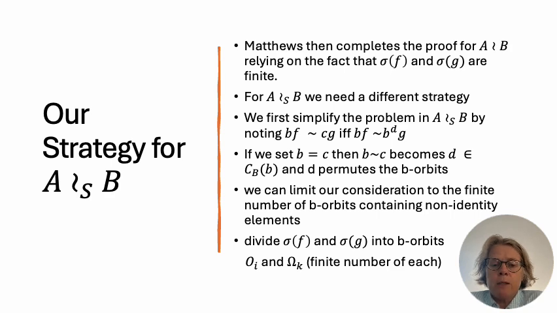The first thing I did was to simplify the problem by noting that if B and C are conjugate, then I can actually test whether BF is conjugate to BDG. So I can just set B equals C. Then I'm just looking at B orbits being permuted to other B orbits. I also can limit my consideration to the finite number of B orbits that contain non-identity elements because the support is finite. So I just divide the support of F and G into its non-identity B orbits.